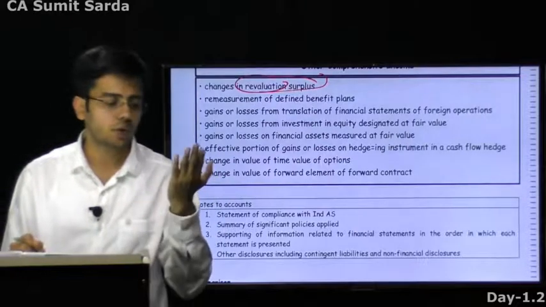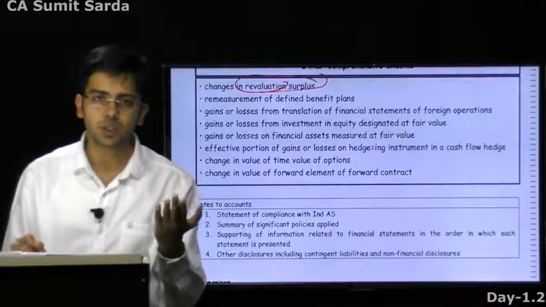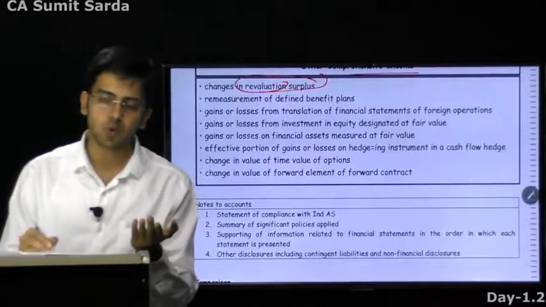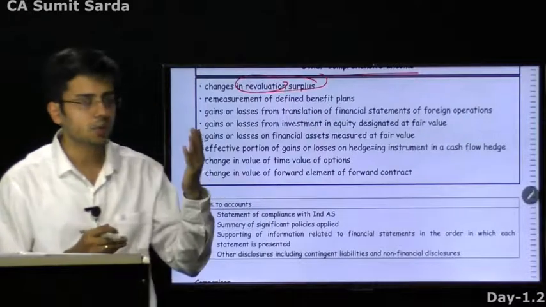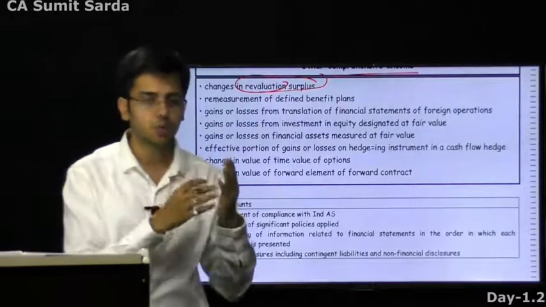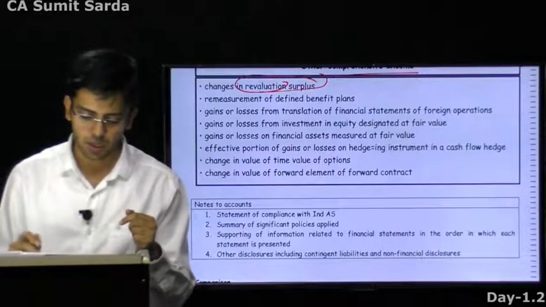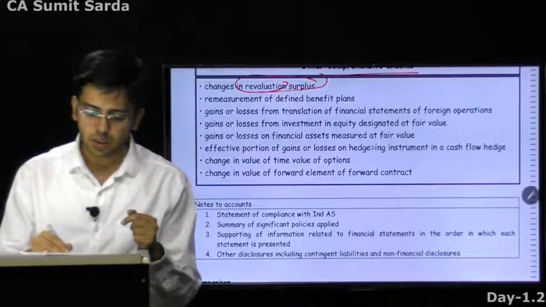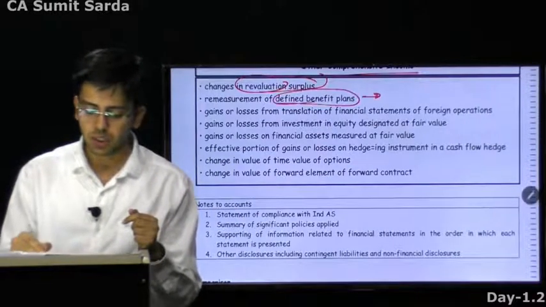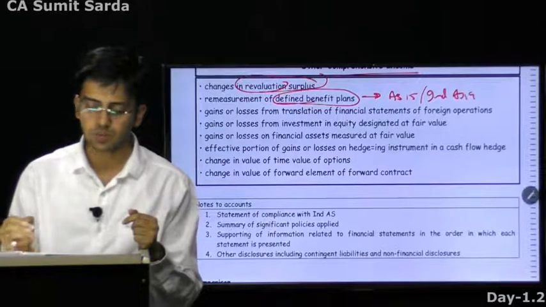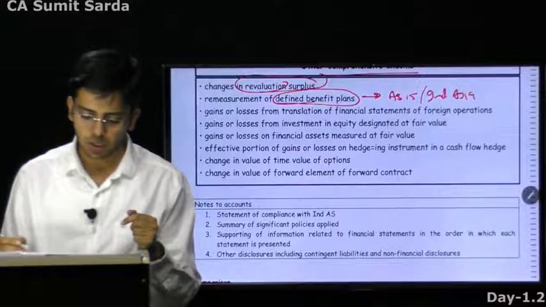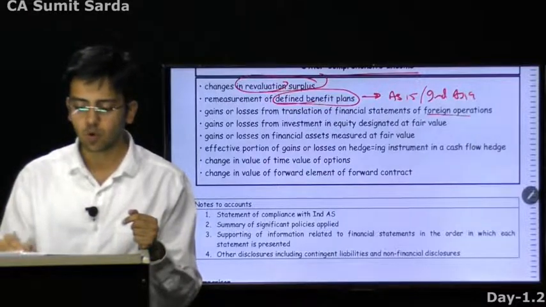Now, when he looks at the face of P&L, he'll see there is a revaluation that has been done in the statement of comprehensive income. So from now on, the entry under Indian accounting standard will be property, plant and equipment to other comprehensive income, to revaluation surplus. Then there is measurement of defined benefit plan. This is something that we are going to discuss in AS 15, and in Ind AS 19.